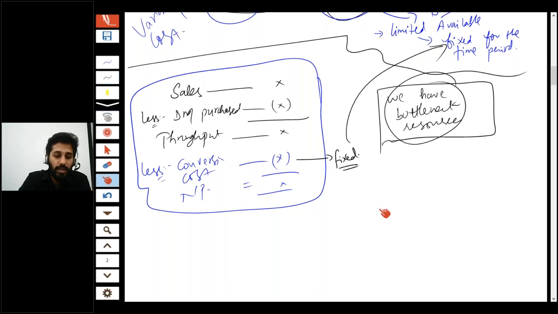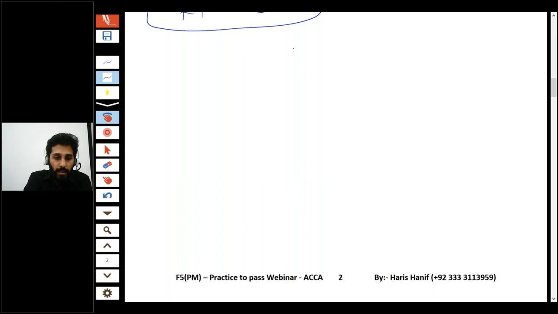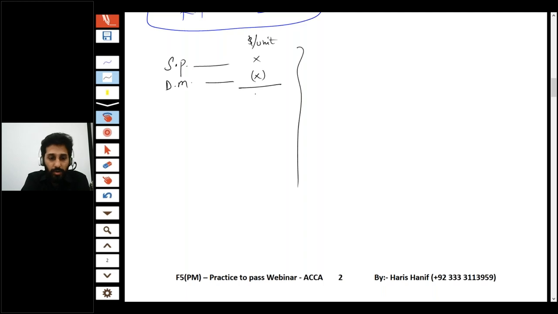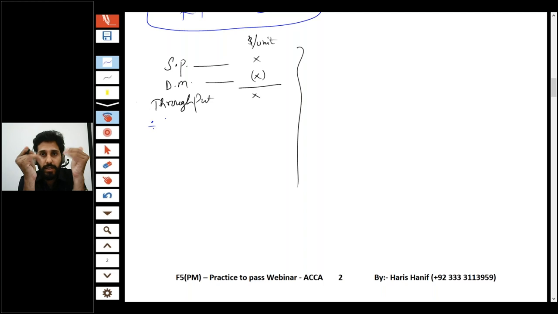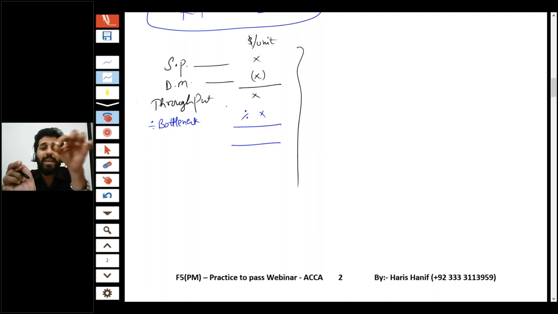So what you are supposed to do: you will be calculating selling price on a per unit basis. You will be calculating direct material, again on a per unit basis. Now you will have throughput per unit, and you have to divide. You know that there is a contribution per limiting factor, but here we will have a bottleneck. The bottleneck will be either labor hours or machine hours, because material is not the limiting factor. It's not the constraint here. So this is the bottleneck, that is hours per unit.